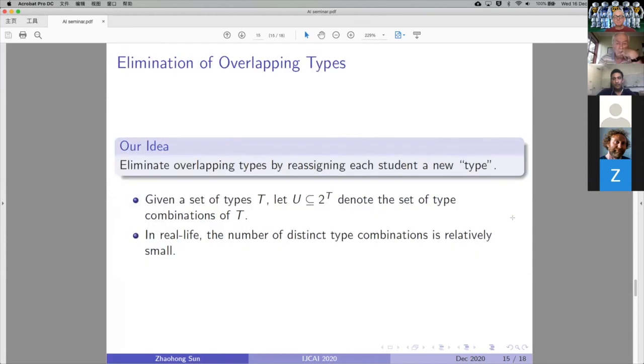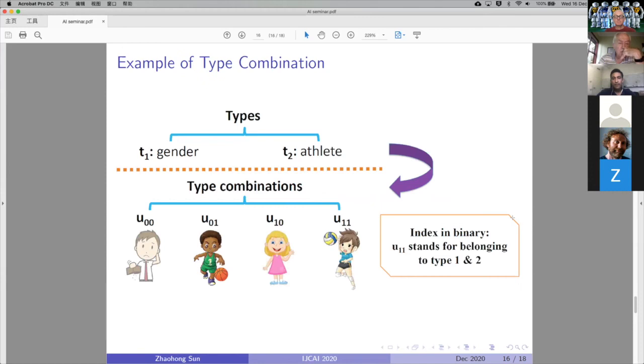Our key idea is to eliminate overlapping types by assigning each student one type combination. Although the number of type combinations could be exponential in the number of types, in real life, its number is relatively small, which means it's still a practical solution. Here is an example of type combinations. Suppose we have two types related to gender and athletics. Then we can create four type combinations so that each student has exactly one type combination.